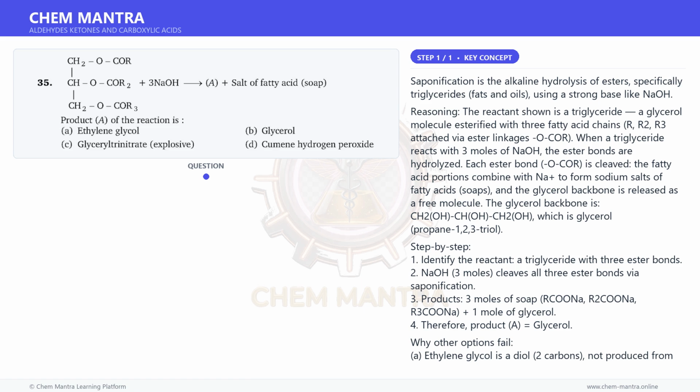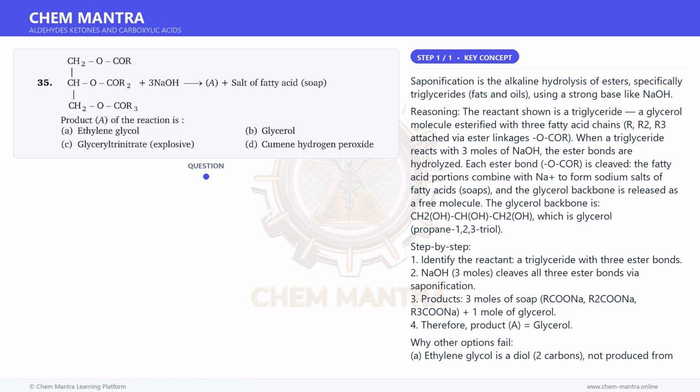The glycerol backbone is CH2OH, CHOH, CH2OH, which is glycerol, propane-1,2,3-triol. Step by step. 1. Identify the reactant, a triglyceride with 3 ester bonds. 2. NaOH, 3 moles, cleaves all 3 ester bonds via saponification. 3. Products: 3 moles of soap, R1COONa, R2COONa, R3COONa, plus 1 mole of glycerol. 4. Therefore, product A is equal to glycerol.